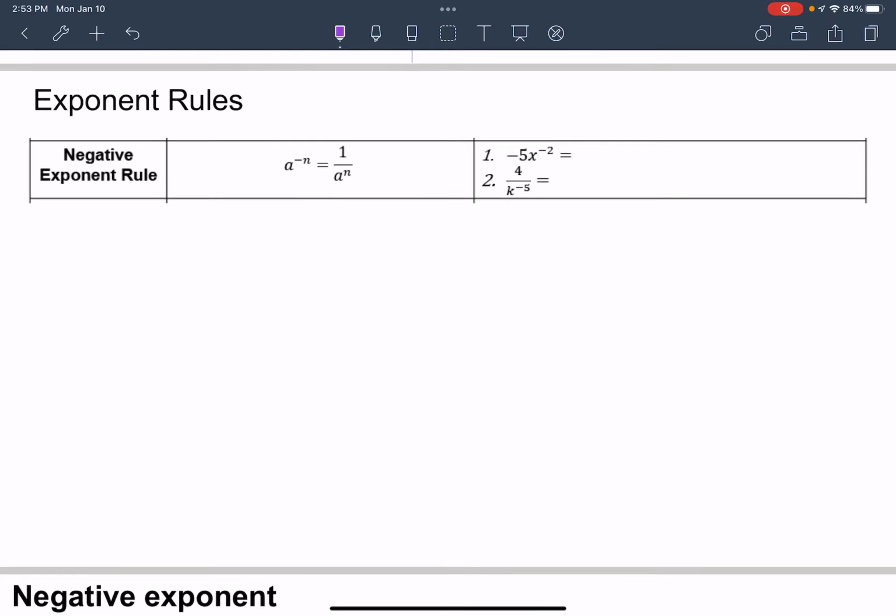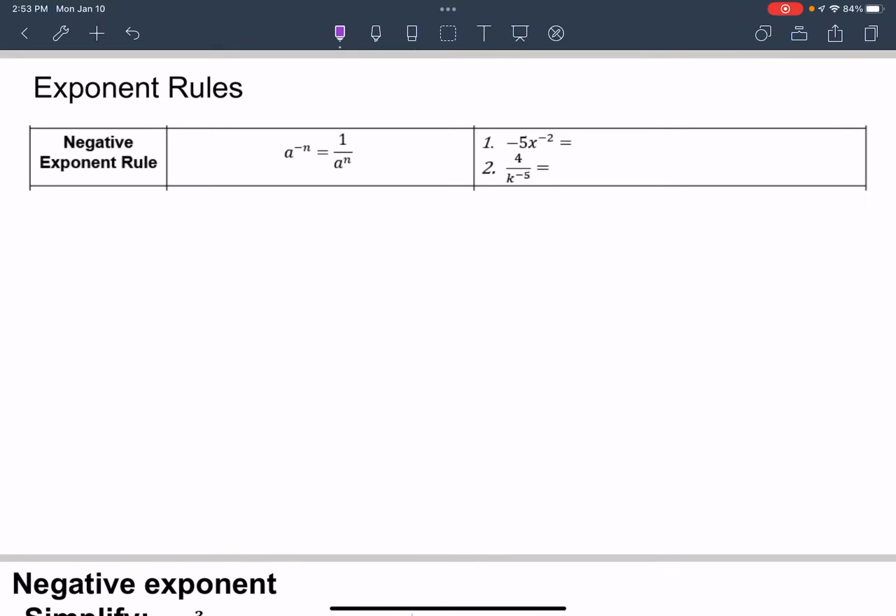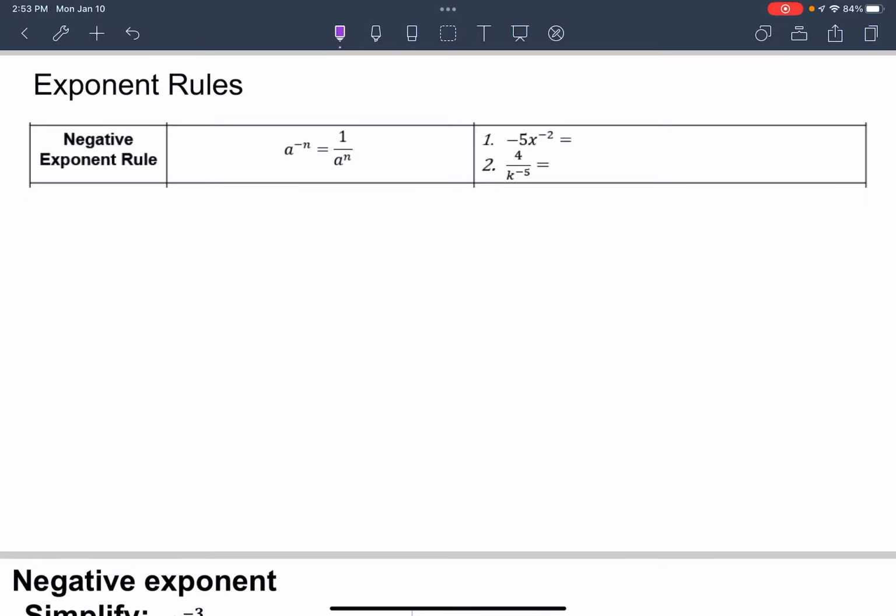Another rule we're going to see today is the negative exponent rule. If we have something to a negative exponent, it's like saying it's on the wrong side of the fraction. So we move it to the denominator and it becomes a positive exponent. Let's look at this example, negative 5, x to the negative 2. The negative 5 stays as itself, and then the x to the negative 2 can be rewritten as 1 over x squared. So when we combine these two, this is the same thing as negative 5 over x squared.